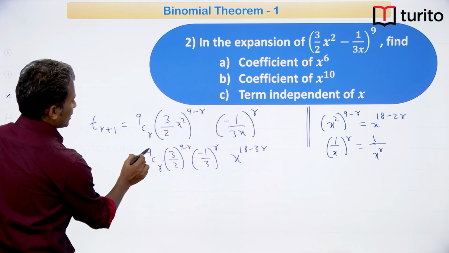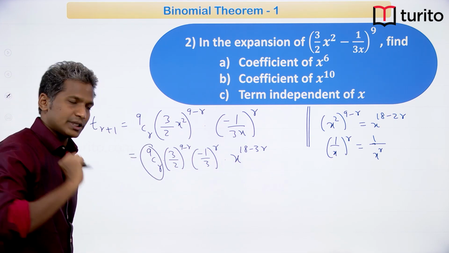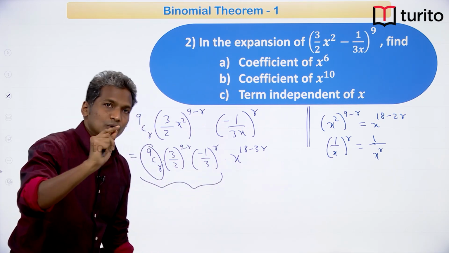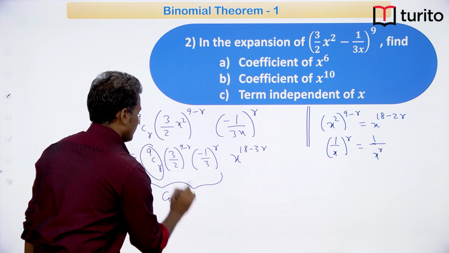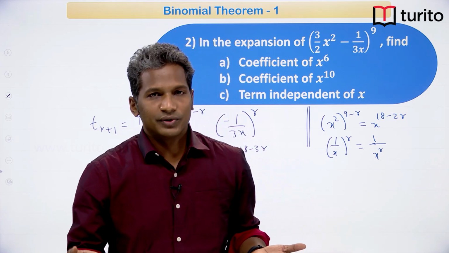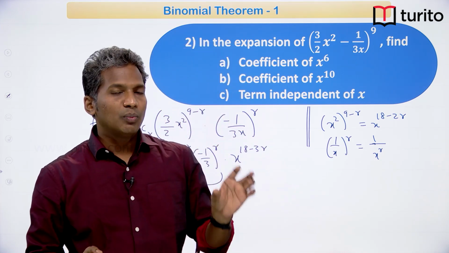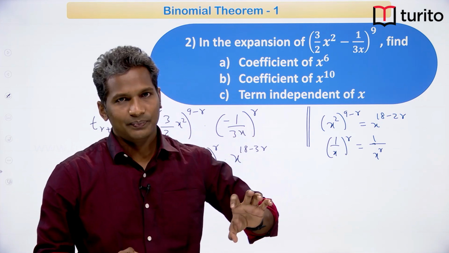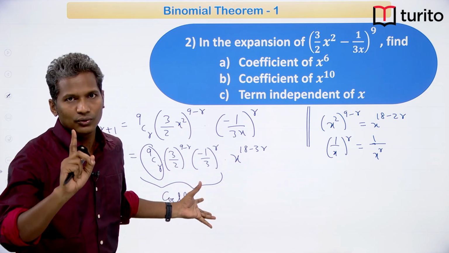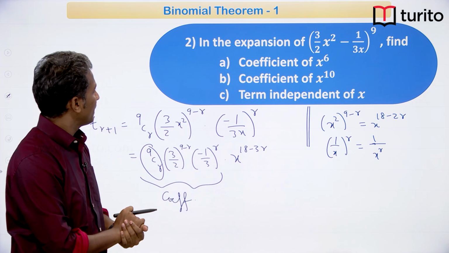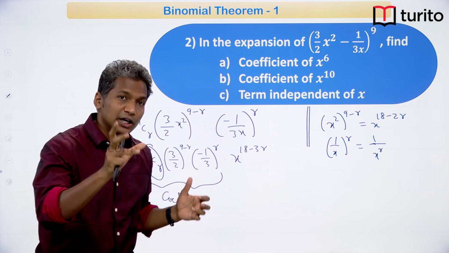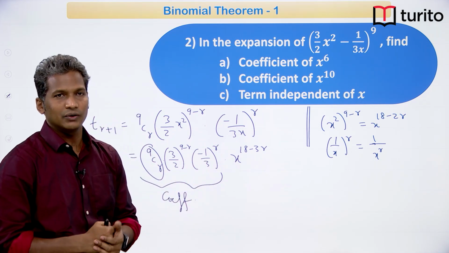Now, this 9Cr is basically the binomial coefficient, and if we combine all these terms, it is going to be the coefficient. Okay. So, I hope you understand this. There is a difference between general coefficient and binomial coefficient. Binomial coefficient means only the nCr form, but along with that, if there are constants, all of them must come in the coefficient, which is a general coefficient. Okay. So, here only the coefficient of x raised to 6 has to be calculated, which means we are talking about the overall general coefficient. Okay.